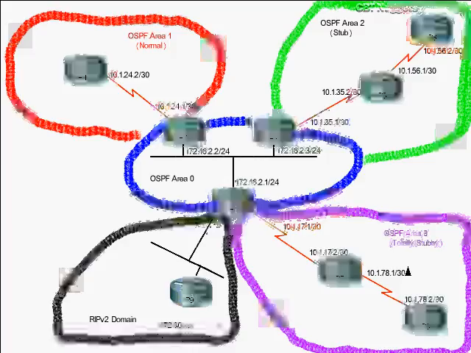Now, I should mention that a totally stubby area is kind of a Cisco proprietary thing. And I say kind of because, think about it. For a totally stubby area, which one of these routers is going to be doing the filtering of external and inter-area routes into the area? Well, router 1 is, right? Because it's the one sitting on the border. It's the area border router.